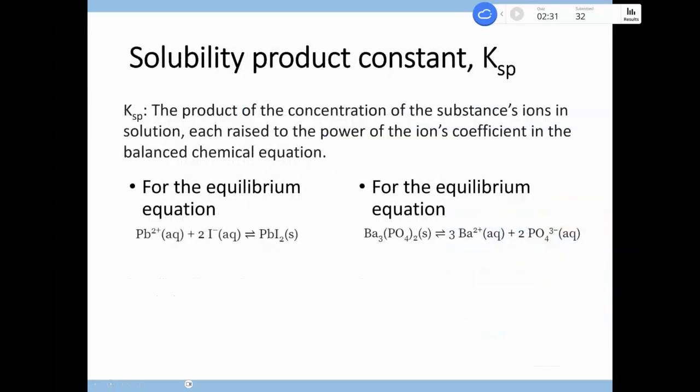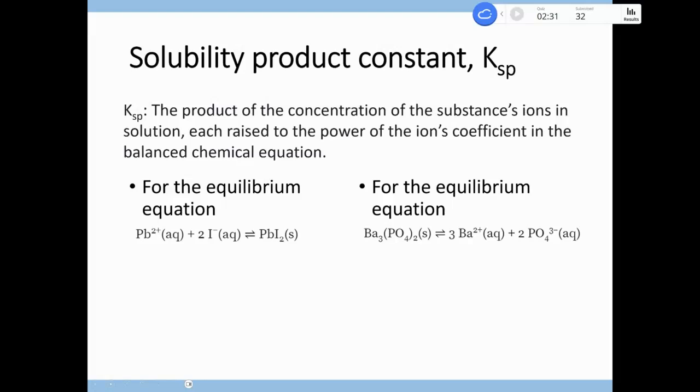So here we'll talk about this KSP, where the SP stands for solubility product. It's the same K that we've talked about in the past, except when we're looking at solids becoming ions, it doesn't matter which side of the equation the ions are on, they will always be in the numerator for KSP. So KSP is the product of the concentration of the substance's ions in solution, each raised to the power of the ion's coefficient in the balanced chemical equation.